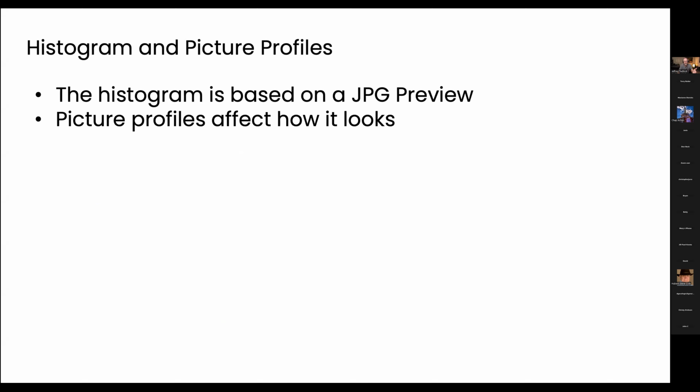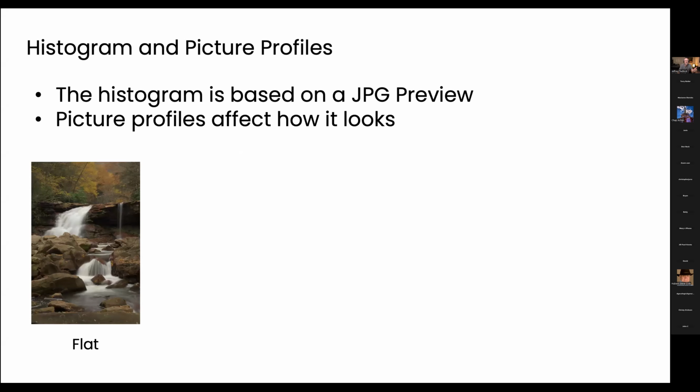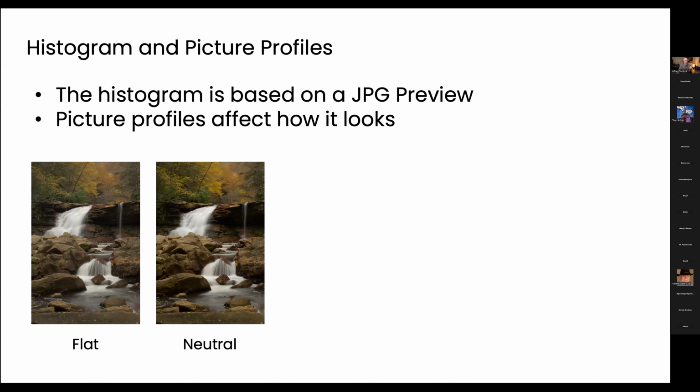Key point with the histogram, and this is why I mentioned picture profiles. You'll usually default to something like standard. But the histogram is based on the JPEG preview, not the raw file. So whatever you have set for your picture profile influences the JPEG. So if you have a flat picture profile, you can have a neutral. Flat is a very low contrast one. It's the closest one you can get to look like the raw file. This is the one where your histogram is most close to what your raw file would be.